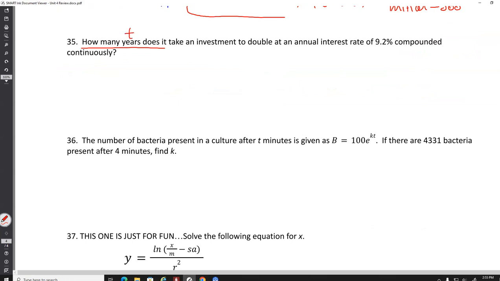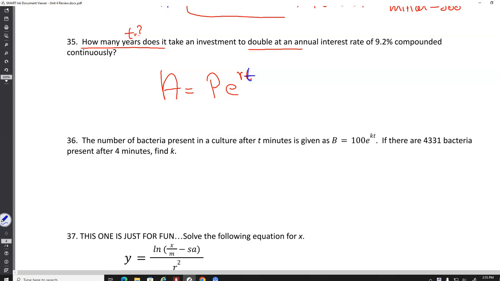So I already know I'm solving for T. It takes for an investment to double. So this is my formula, rate times time, and I know I'm solving for T. Please remember, you cannot have more than one variable in the equation to solve for. You can't have an x and a y and a z to solve for. You only have either x or y or z, because otherwise it's just not going to work.